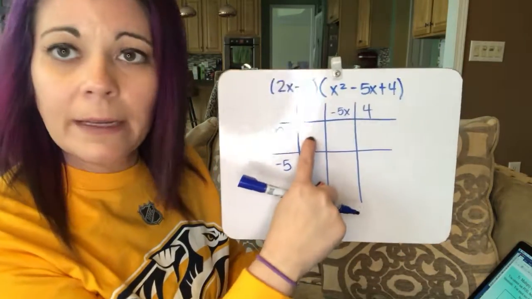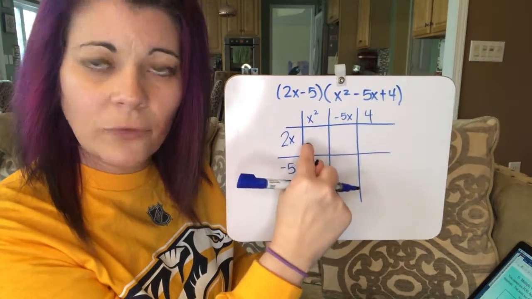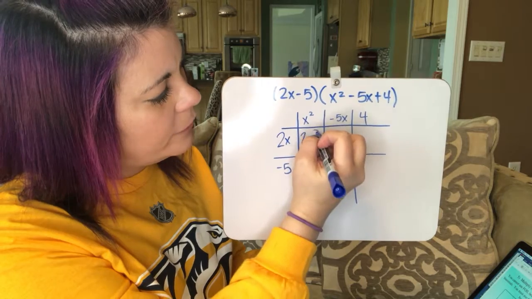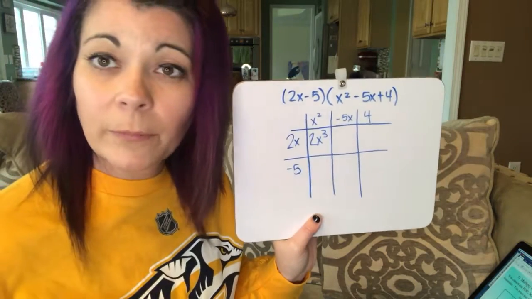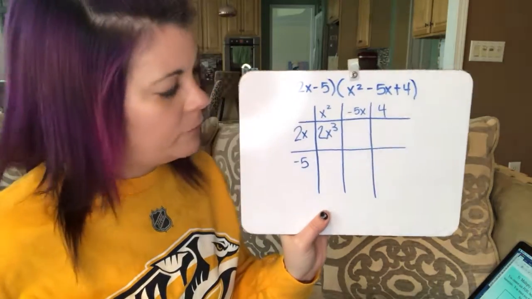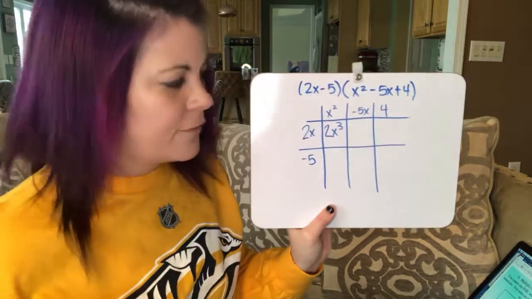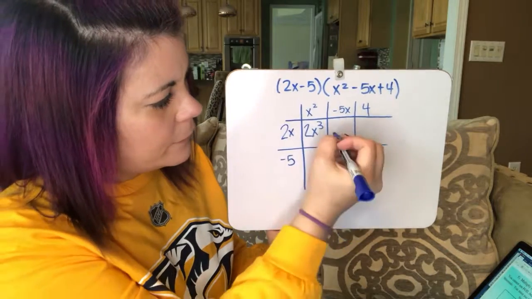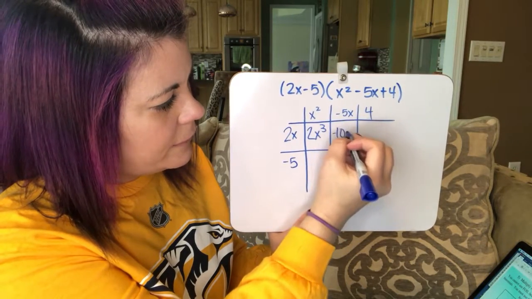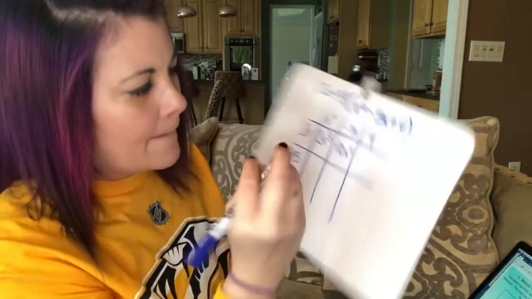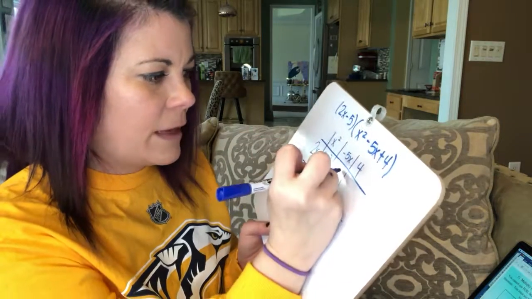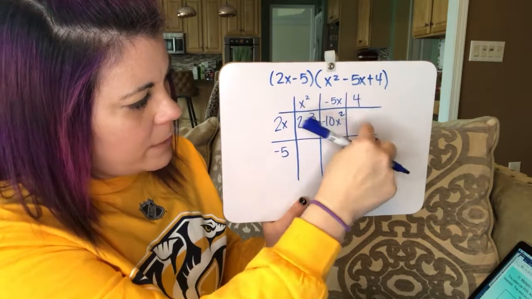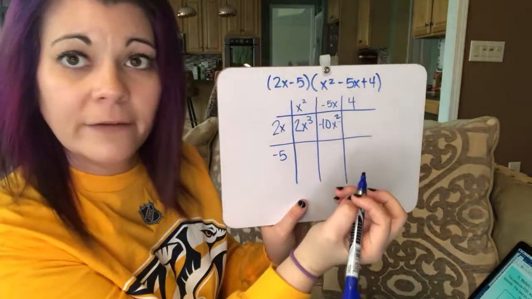This square right here tells us x squared and 2x. So 2x times x squared is 2x cubed. You have to know your exponent property rules. Go and watch that video if you don't remember them. You add the exponents. This square is negative 5x and 2x, so that would be negative 10x squared. And then over here we have 4 times 2x, so 4 times 2x is 8x.